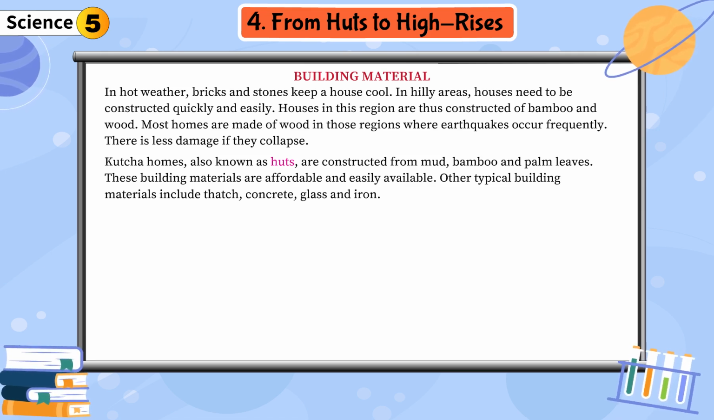Kucha homes, also known as huts, are constructed from mud, bamboo and palm leaves. These building materials are affordable and easily available. Other typical building materials include thatch, concrete, glass and iron.